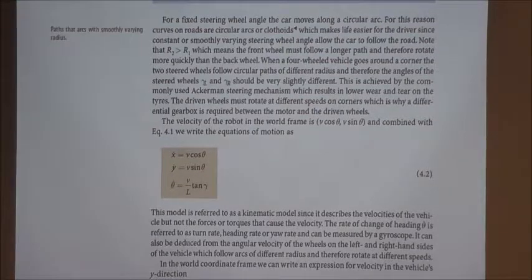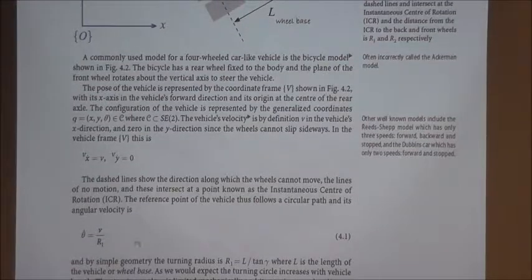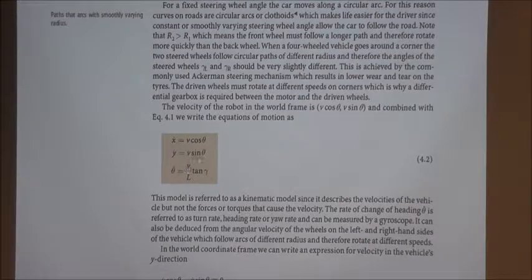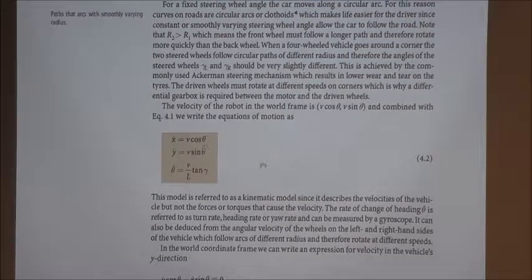You have a vector with a length r, on the x is r times cosine of theta and r times sine of theta, the two components. And then of course from this equation we have theta dot is v over L times tangent of gamma. So these three equations in equation 4.2 are all you need to know to mathematically model a mobile platform on the land.